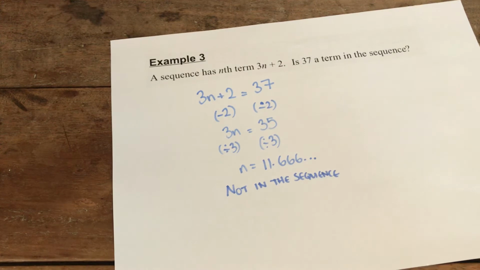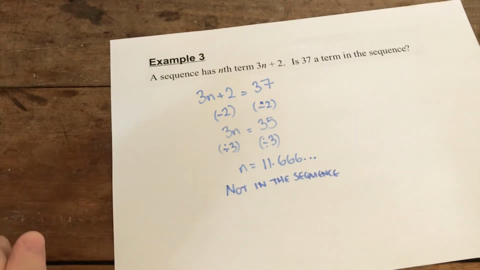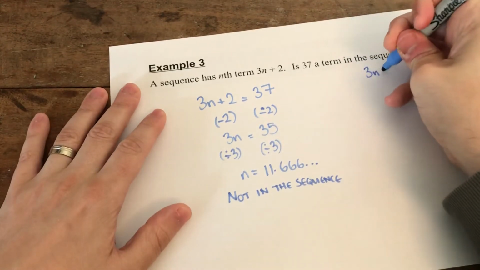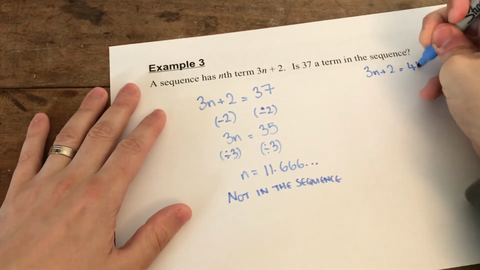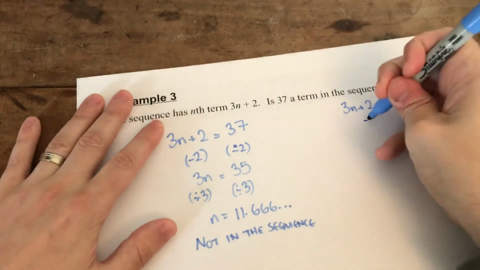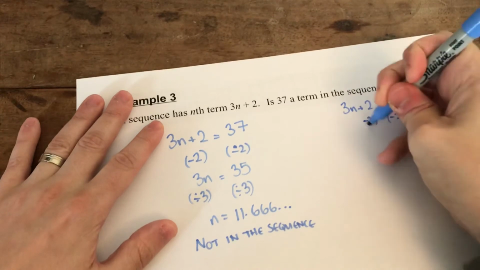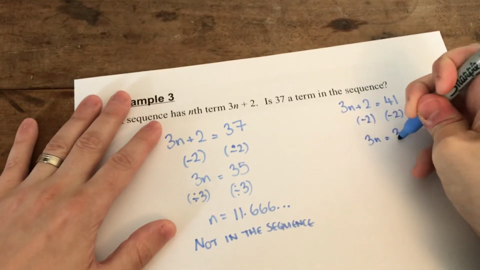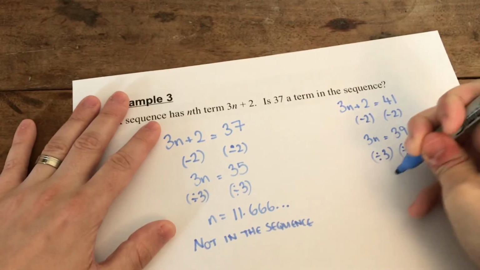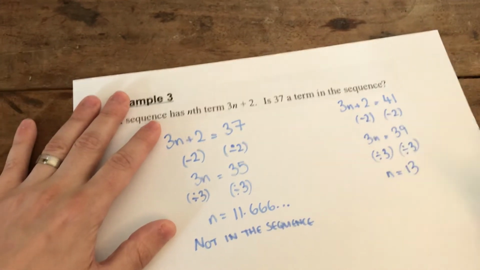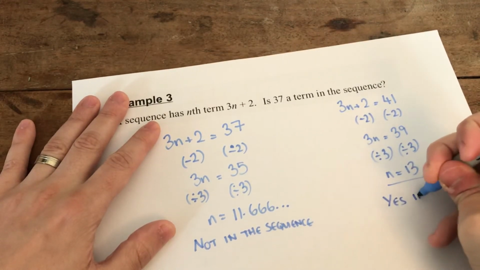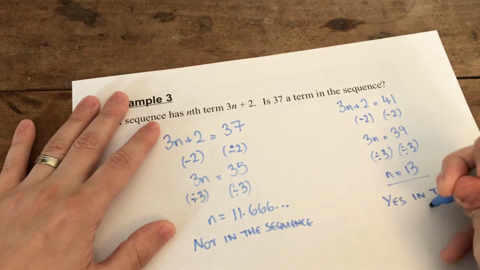Now I'll show you an example of this with a whole number so I can show you how that works. So if we imagine we've got 3n + 2 = 41, I want to find out if 41 is in the sequence. If I do the same thing, take away 2, 3n = 39, divide by 3, I get n = 13. Now because that's a whole number, it is a number in the sequence.